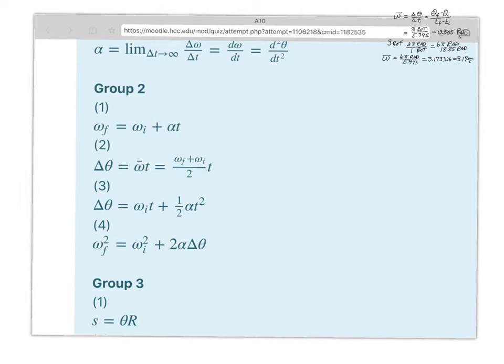Okay, this one's a little tricky. You have to go back to group 2, and if you look at equation 2, you'll see it in this form. Inside of here is what we need. If I take this part and take the t out, dividing both sides by t, I have that omega average is omega final plus omega initial divided by 2. So that's the equation you want to use to get omega final. Try using that equation and see if you can get the answer. Pause the video and do that.